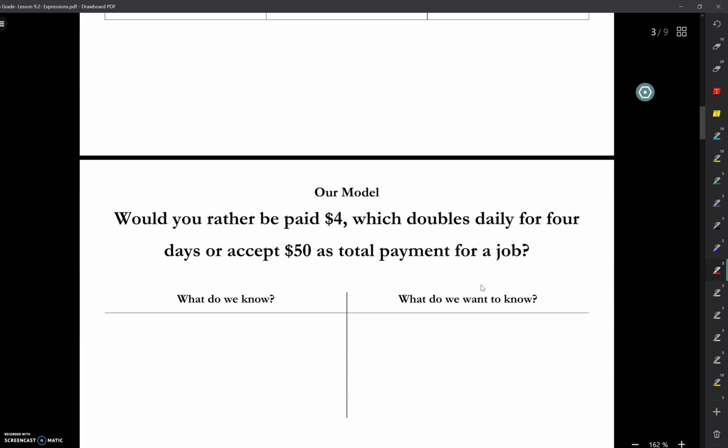So now we have our model. It said, would you rather be paid $4, which doubles daily for 4 days, or accept $50 as the total payment for a job? So you can get paid $4 and it doubles daily for 4 days, or you can accept $50, just one flat fee of $50.